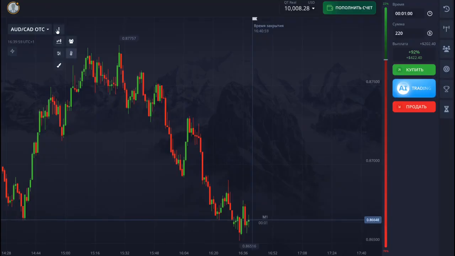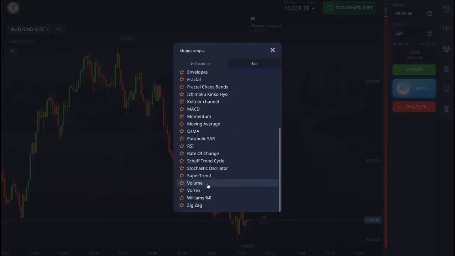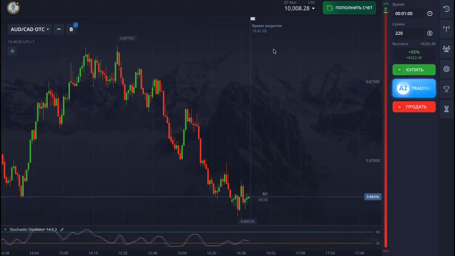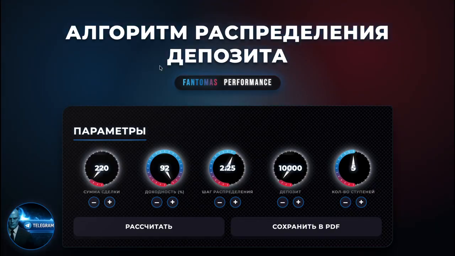We're moving to the Pocket Option Broker, opening the indicators. And here we open the Stochastic. How to trade with it, how it works, I'll tell you everything now, friends. And we also opened the best balance distribution table, the Phantoms table.